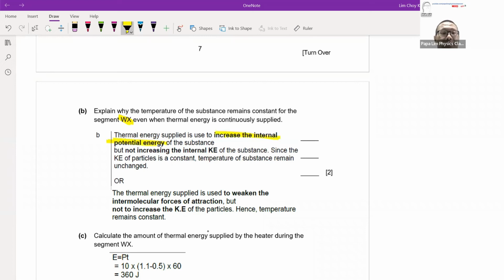Normally when I tell students, when we look at potential energy, we tell them to include the change in phase, change of state, or the changes in the intermolecular bonds. So we encourage students to write it this way. The first part is that the energy is used to break or weaken the intermolecular bonds, or intermolecular forces of attraction. Then we encourage students to tell the marker that there is a change in state, from solid to liquid.